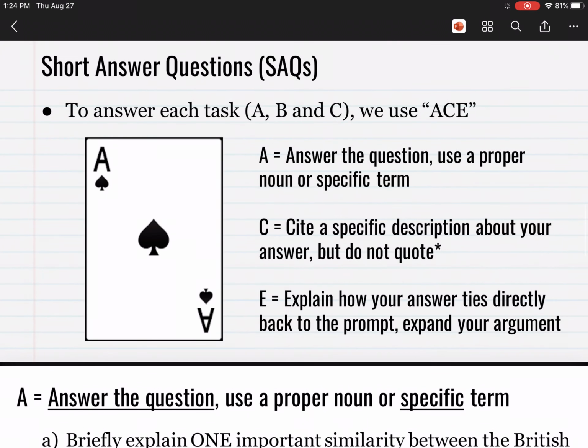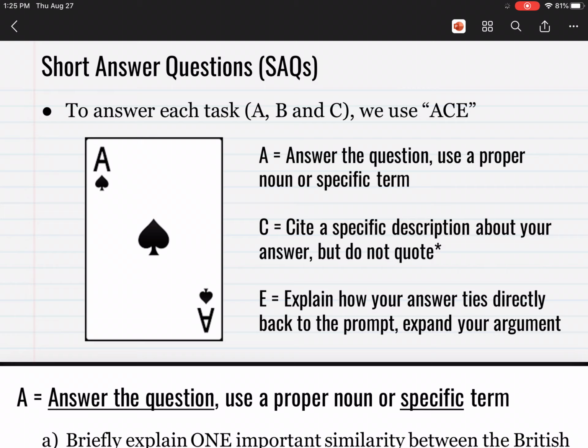Okay, we're going to use ACE to answer these. This is what I know Connolly used, so I'd stick with it here. A, you want to answer the question and use a proper noun when you do. C, cite a specific description about your answer, but do not quote. If there is a quote or a prompt or some type of primary source, don't quote it.